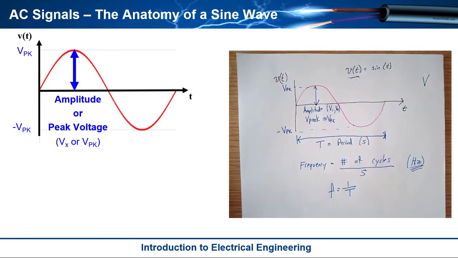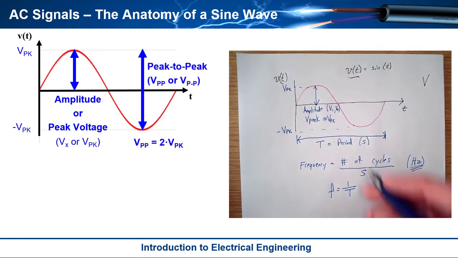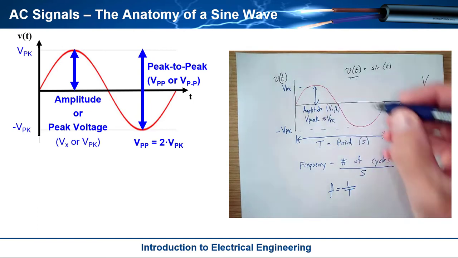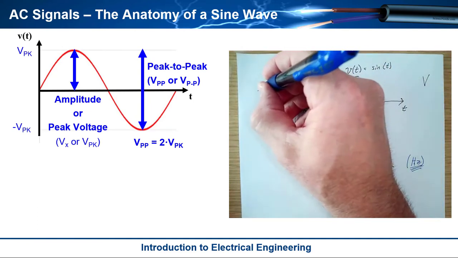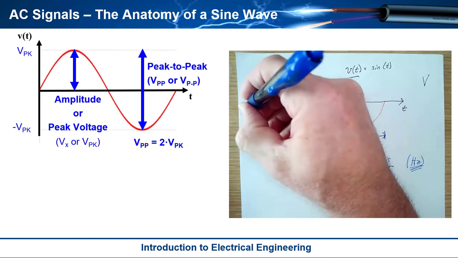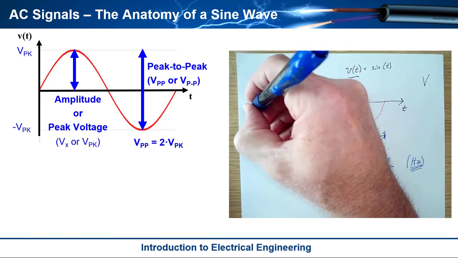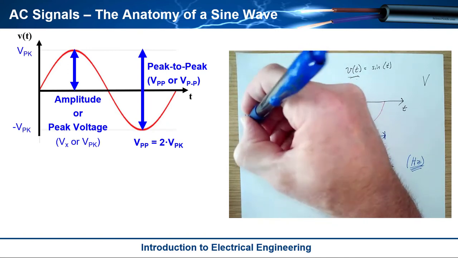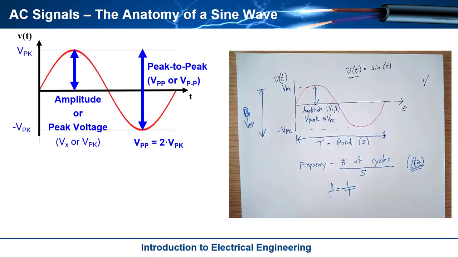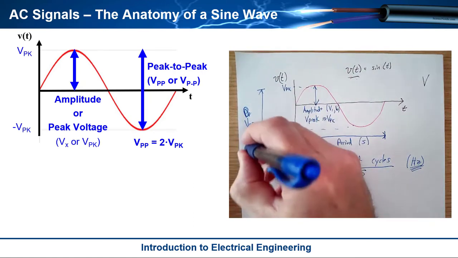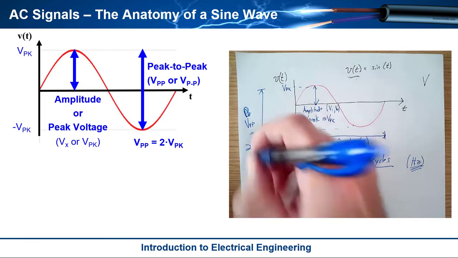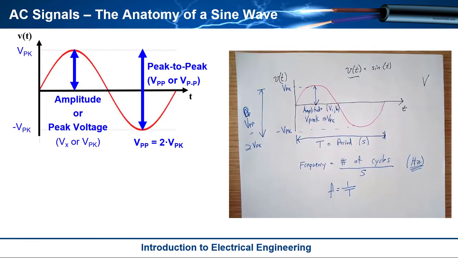And then another thing that we talk about is the peak to peak voltage. So if you come out here, I'll draw it over here to be a little bit different. Right over here is going to be the V peak to peak voltage right there. And obviously this is going to be equal to 2 times V peak. So these are two things that we care about when we talk about the size of a sine wave.